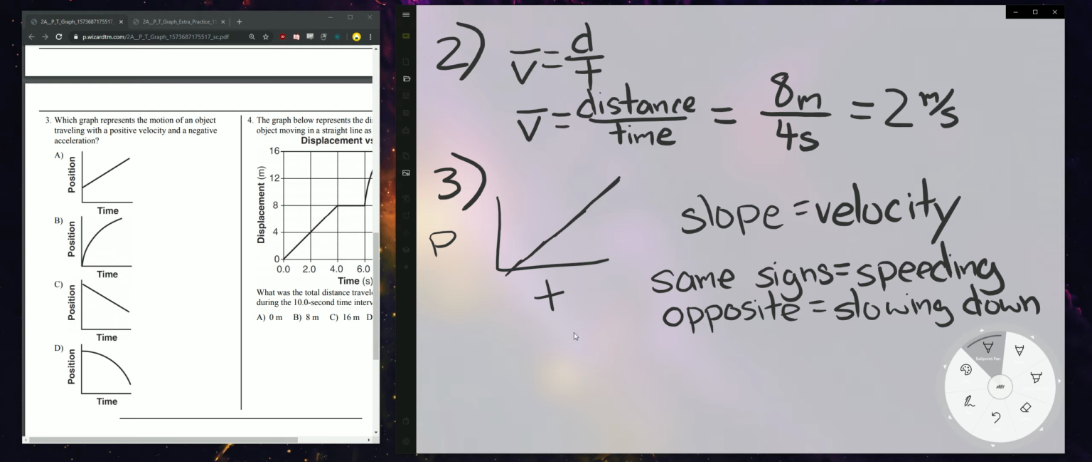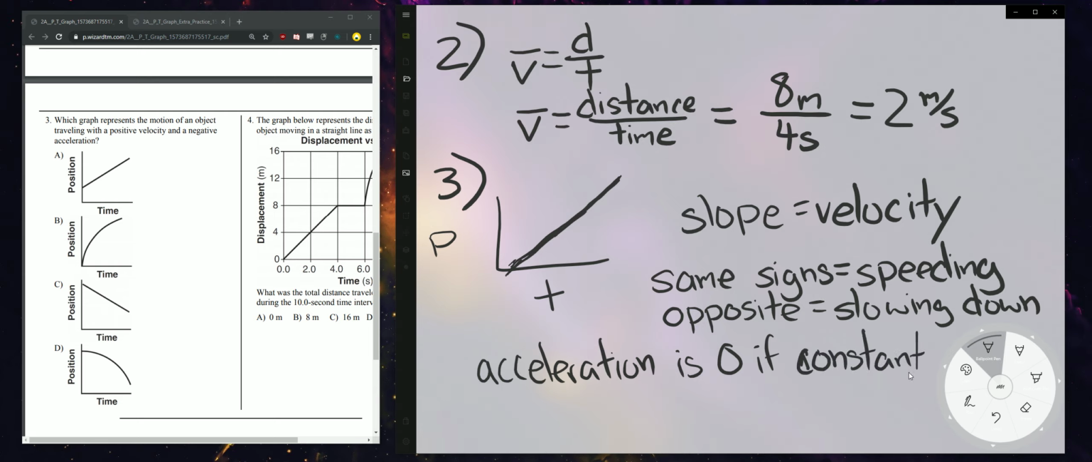Now, it can't be A or C because we have an acceleration. If we have a constant slope here, it's not changing. It's a straight line, it's not changing. It has a constant slope. And that must mean that its velocity doesn't change. And if the velocity doesn't change, well, my acceleration is zero. Acceleration is zero if constant velocity.